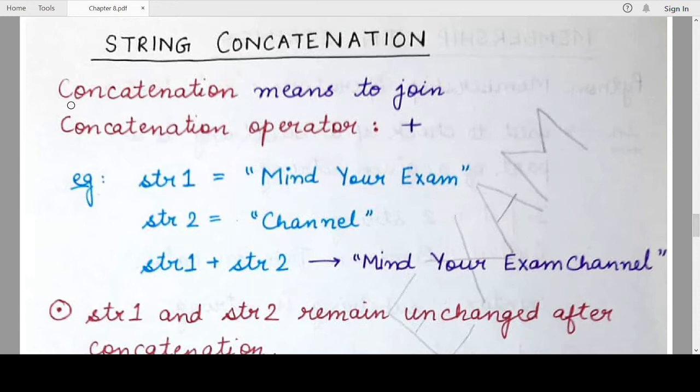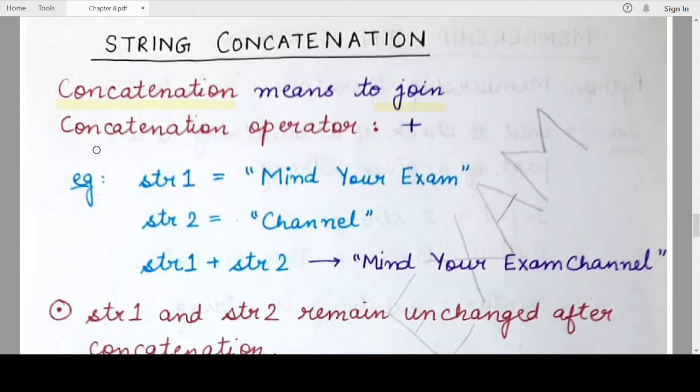So what do we exactly mean by concatenation? Concatenation basically means to join. So in our case, we are talking about joining different strings together. There may be instances or situations when you want to append or add one string at the end of another. String concatenation basically means to join one string at the end of another string.